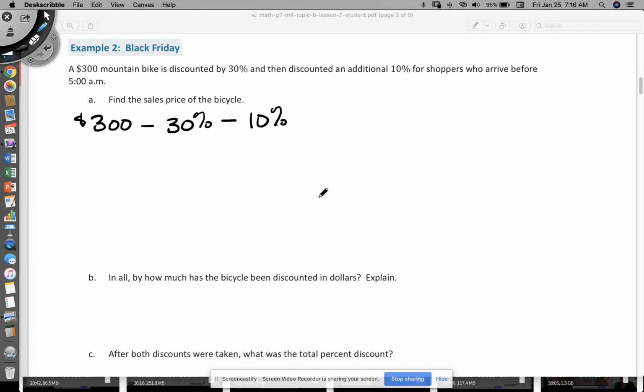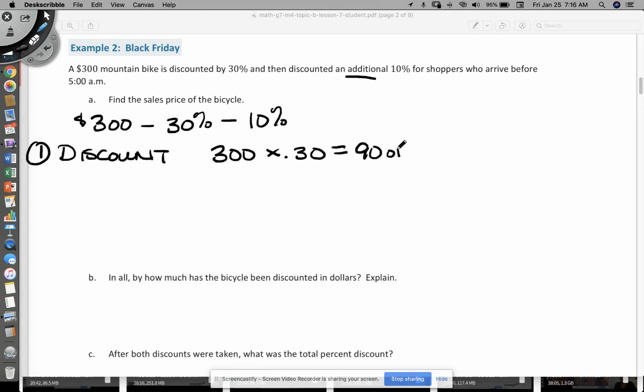All right. Now, because of the word additional, we have to separate these problems out. You cannot combine 30 and 10 and make it 40 because it's actually not a 40% discount. And I'll show you why. So the first thing we're going to do is the first discount. What is the discount everybody's going to receive? So we're going to say 300 times 0.30. When you do 300 times 0.30, you're going to get $90. Now that's $90 off.